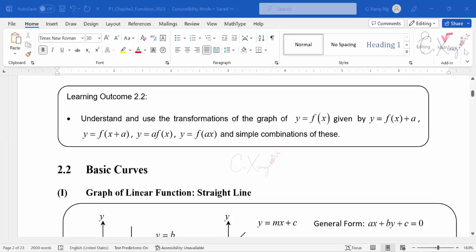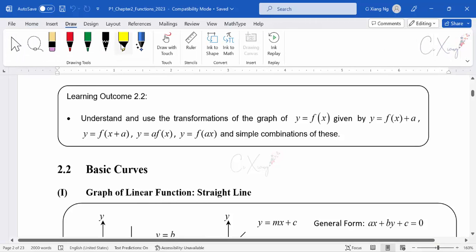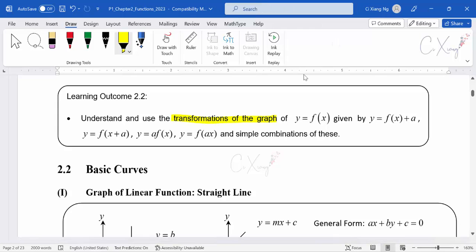Okay, so for the next few videos, we will be discussing the transformation of graphs. We are talking about the transformation of graphs that involve a few types of function. From the learning outcomes, you can see that a few transformations are involved, such as translation. All these are translation, and then we also have stretching. You also need to learn about simple combinations of all the different transformations mentioned here.